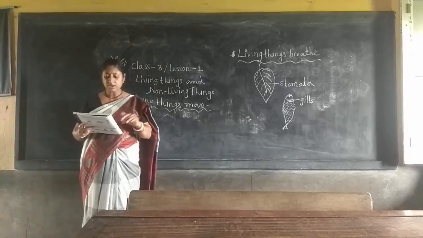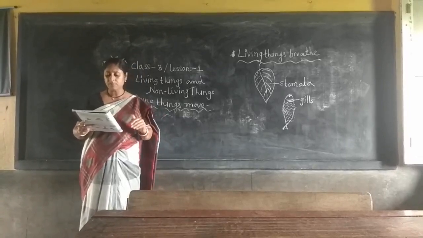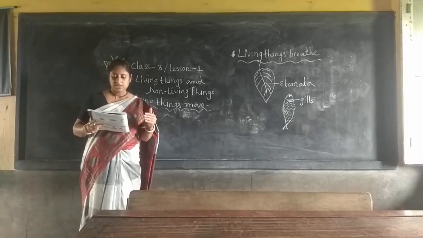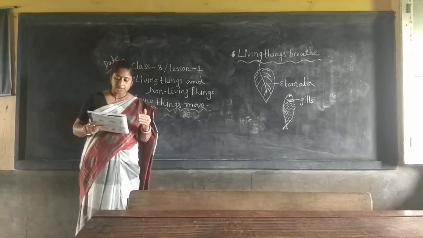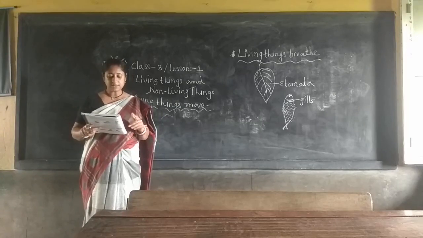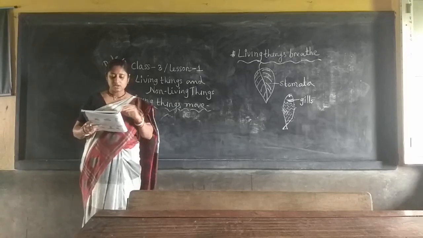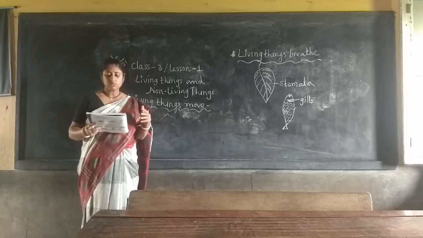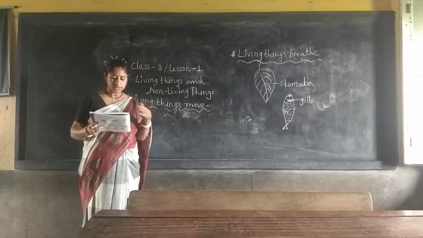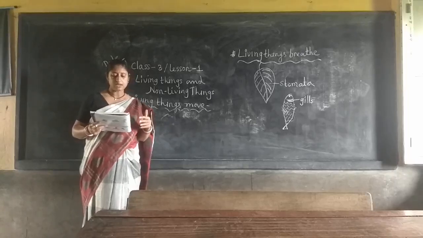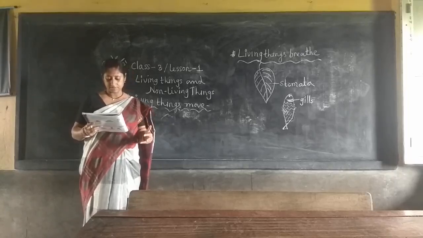Next point, animals move from place to place in search of food, shelter, and to protect themselves from their enemies. Example, birds can fly, dogs and cats walk and run, humans can walk, run, jump, etc.